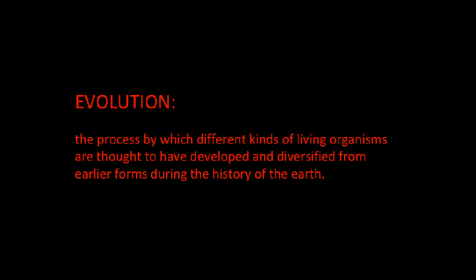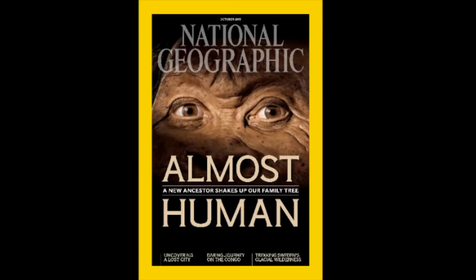Before we can discuss what the humanities are, we first have to get a definition of what a human being is. The most succinct and powerful definition comes from Charles Darwin's idea of evolution. Evolution, the process by which different kinds of living organisms are thought to have developed and diversified from earlier forms during the history of Earth.